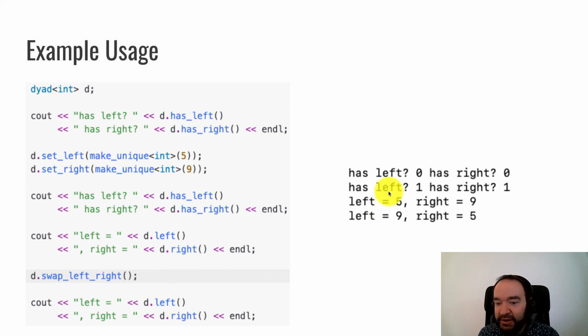So if we look over here, hasLeft 0, hasRight 0, those are false Booleans to begin with because the default constructor makes this empty. Then I assign them, and now they're true, 1. All of this is working here, set left, set right, and left and right accessors because it prints out 5 and 9, and then swap works because it prints out 9 and then 5. Okay, so that's dyad. We'll be working with this some more later on.